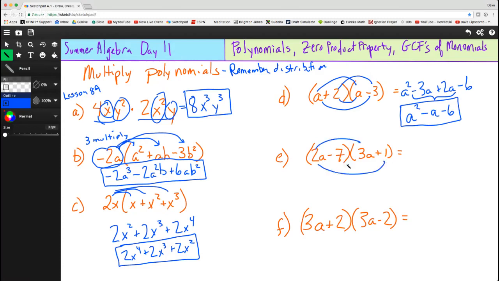First, outside, inside, last. 6a squared outside, plus 2a inside, negative 21a last, negative 7. So that's 6a squared minus 19a minus 7.